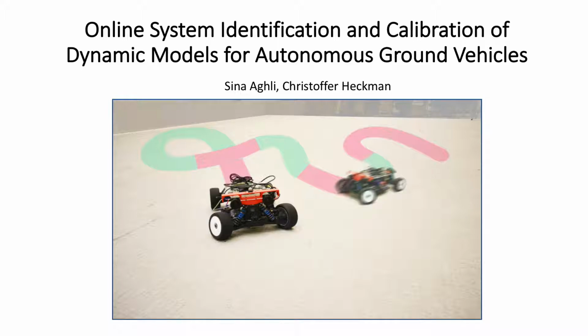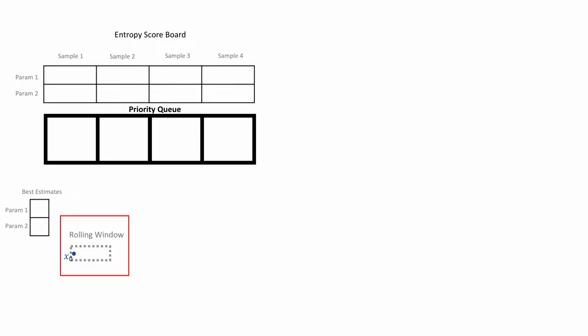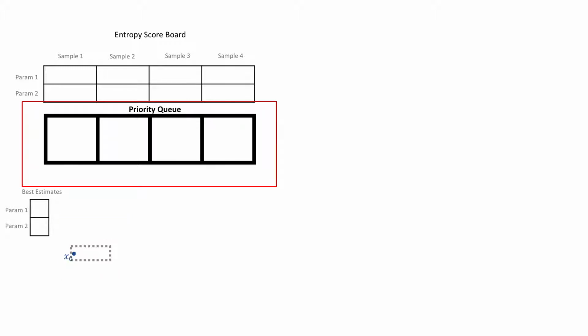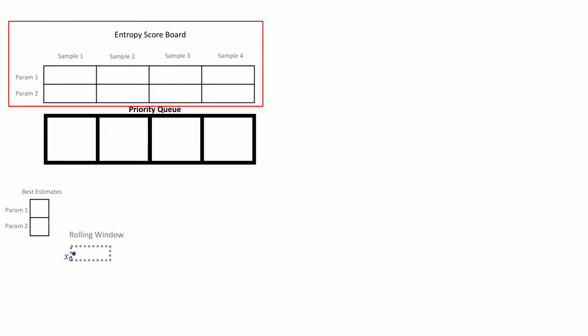We introduce a new algorithm for online system identification and calibration of dynamic models for autonomous ground vehicles. This algorithm consists of a rolling window which stores the last n states of the robot as a motion sample, a priority queue which stores the most informative motion samples, and an entropy scoreboard which fairly chooses informative motion samples for the priority queue. Here we assume we want to calibrate two parameters of the dynamic model.